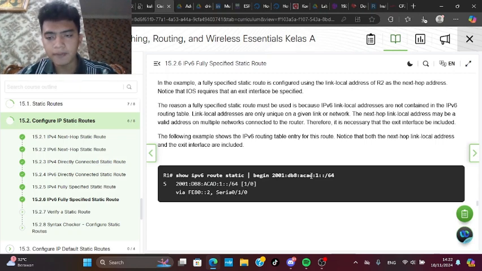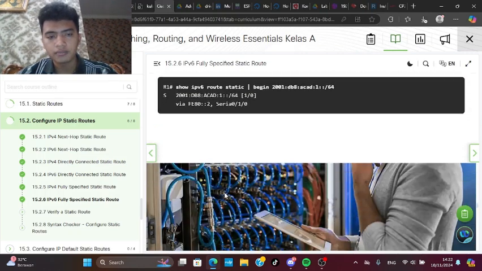Oh, I see. So we have the next hop link-local addresses, and then we have the exit interfaces included, because as we said earlier, the exit interface must be specified because the link-local addresses are not contained in the IPv6 routing table.